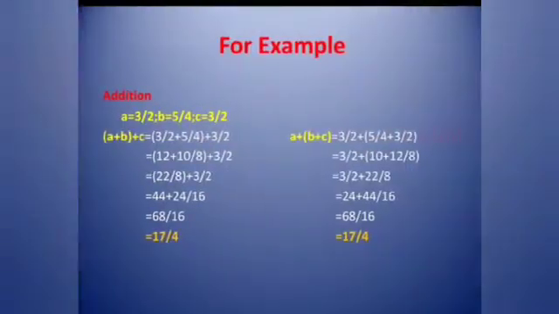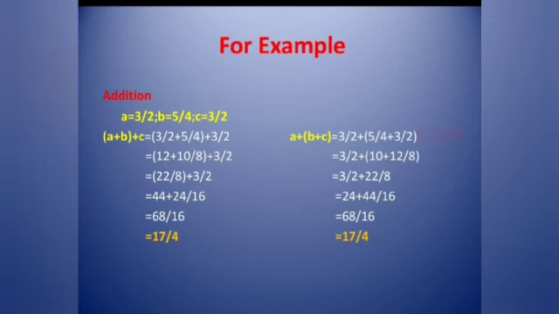For example, addition. Let the three rational numbers be a, b, c. a is equal to 3 by 2, b is equal to 5 by 4 and c is equal to 3 by 2. The first grouping format is a plus b, plus c. First a plus b, using the same cross multiplication method, is 22 divided by 8, plus c, which is 3 by 2. Again using cross multiplication, that is 68 divided by 16. You can simplify it as 17 divided by 4.